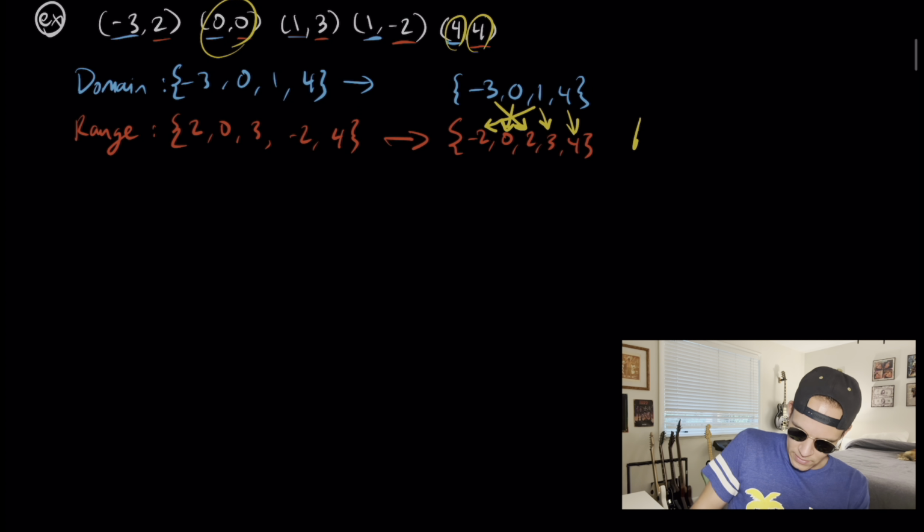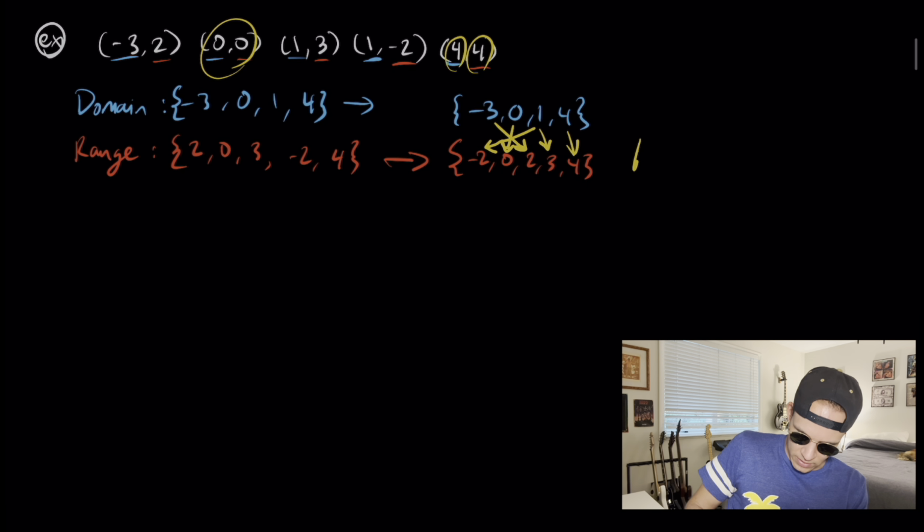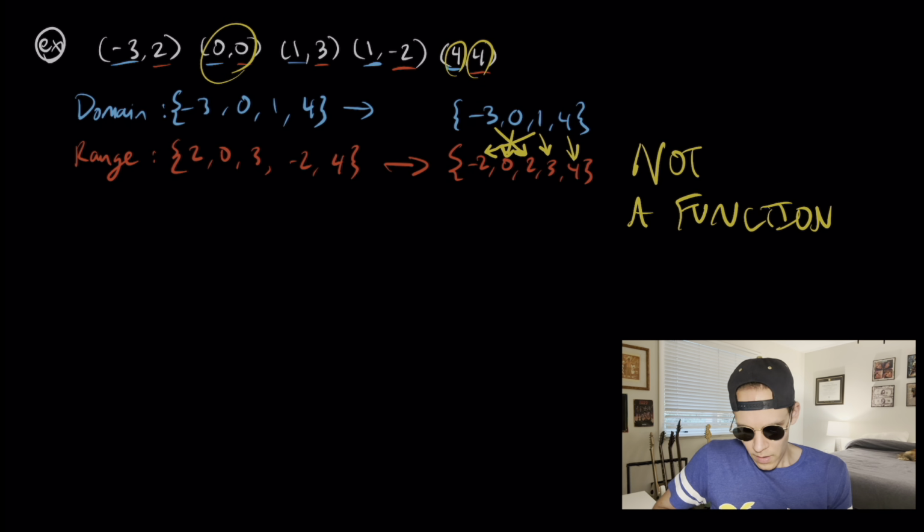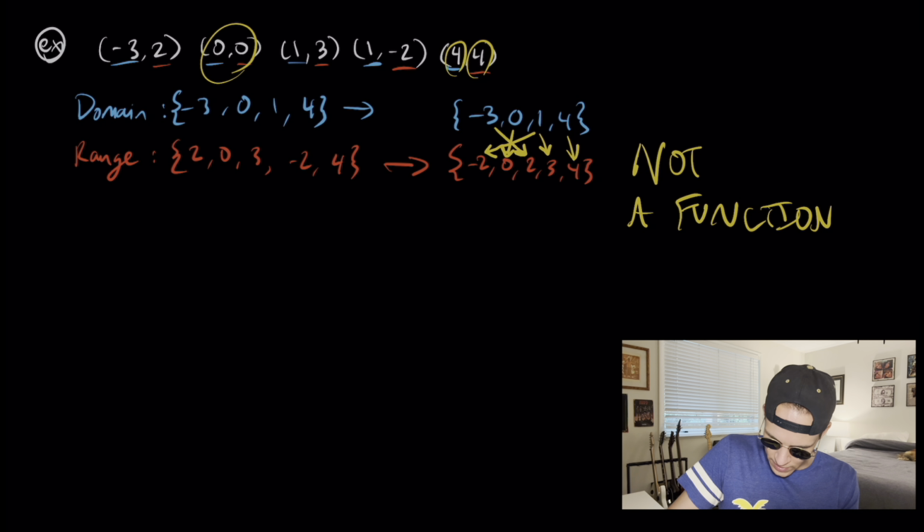So this is not a function because of this right here, because we have this x value, it does not map to only one y value. It maps to 2 of them. It maps to -2 and 3.